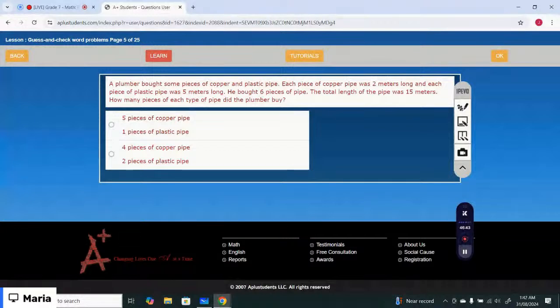Option number one is the correct option, right? That is five pieces of copper pipe and one piece of plastic pipe. Option number one is the correct option.